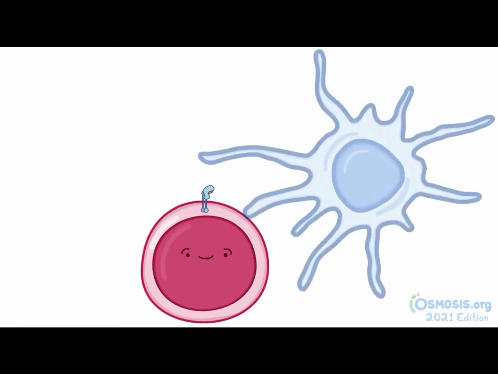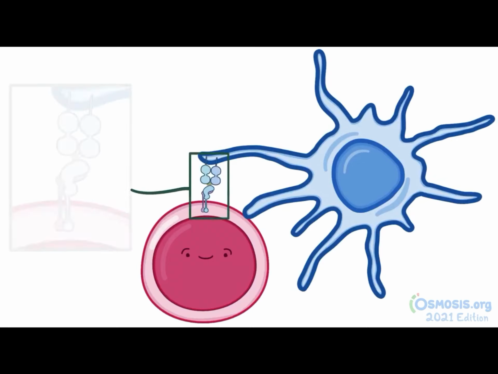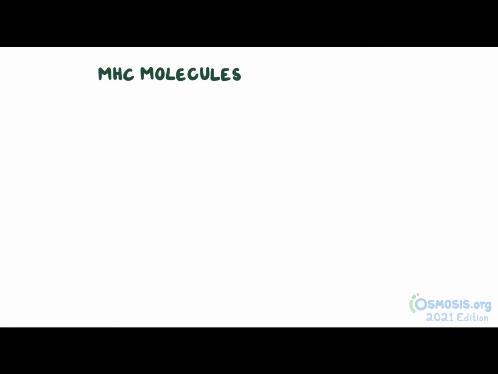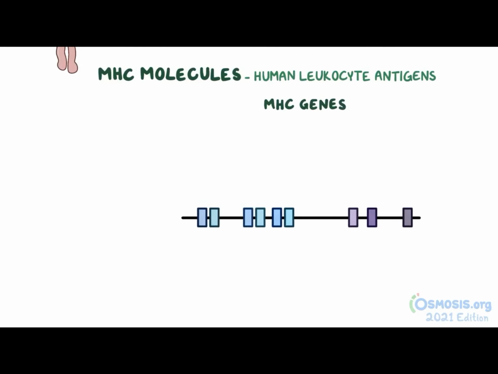Now, focusing on just T cells, they can only bind those antigens, which are typically short peptides, when they're displayed on a major histocompatibility complex, or MHC molecule, which is sort of like a silver platter on the surface of a cell. The MHC molecules are also called human leukocyte antigens, and these proteins are encoded for by MHC genes, which are found on chromosome 6. There are actually two groups of genes.